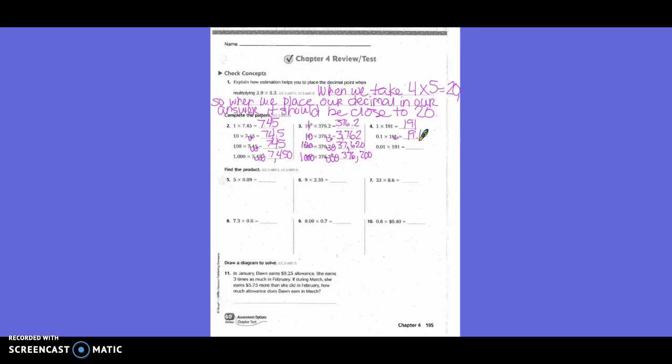Okay. Then we're taking 100 times 191. How many times do I loop it? Twice, because I have 2 places after the decimal. So my answer is 191 hundredths.